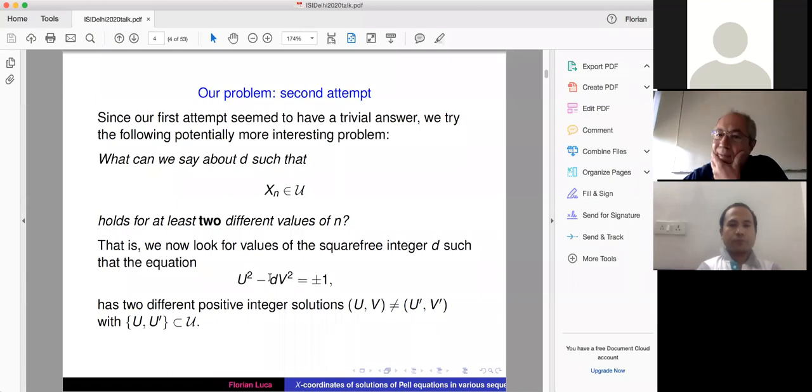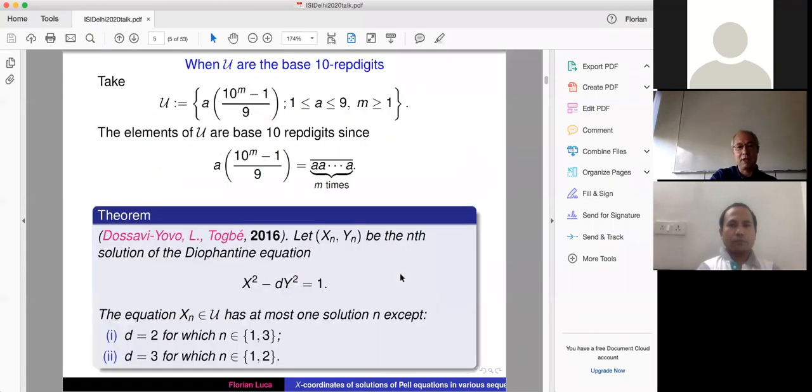Actually, in this form, I think maybe the first time it was studied by a mathematician called Wilhelm Ljunggren. What Ljunggren did, he took u to be the set of squares. And he asked, when can xn be a square? And he proved that if xn is equal to a square, then always n, the index, is either 1 or 2. So it either comes from the minimal solution or from the second solution. And interestingly enough, d equals 1785 is the only positive integer with the property that both the first and the second x's are squares. So in that sense, this question for squares was studied by Ljunggren.